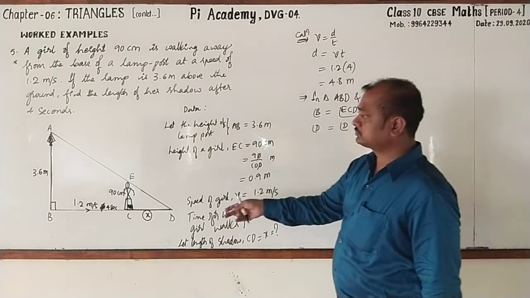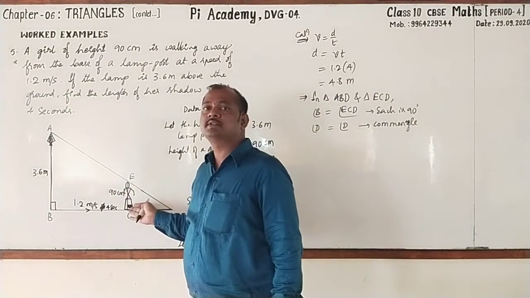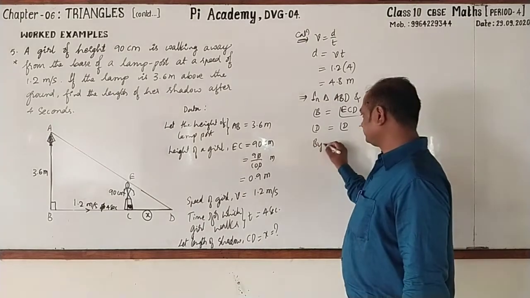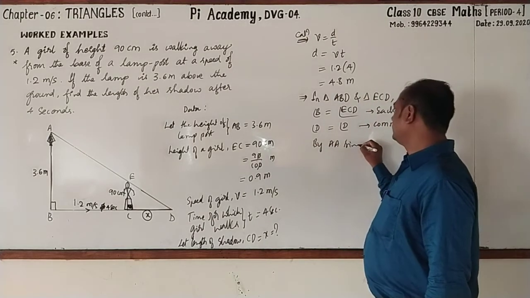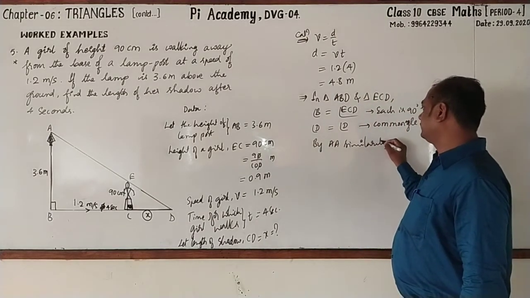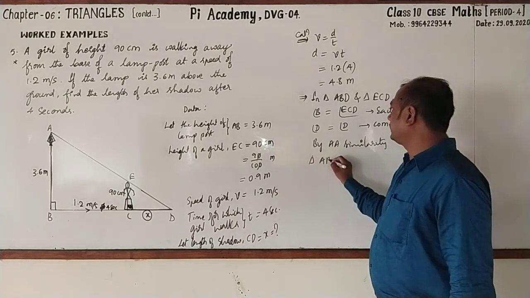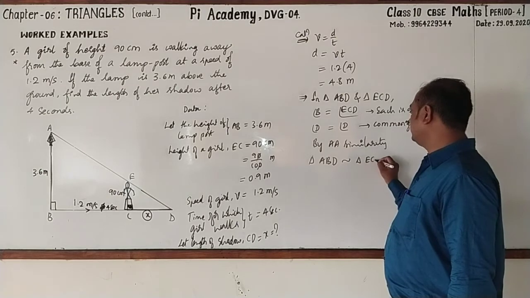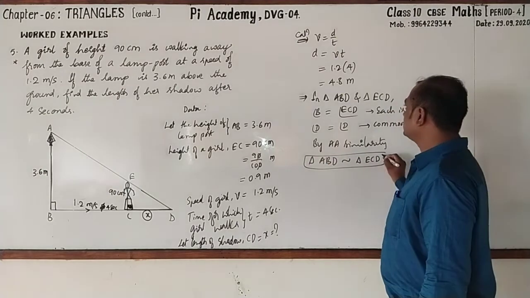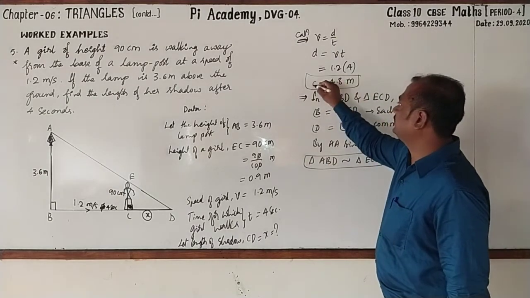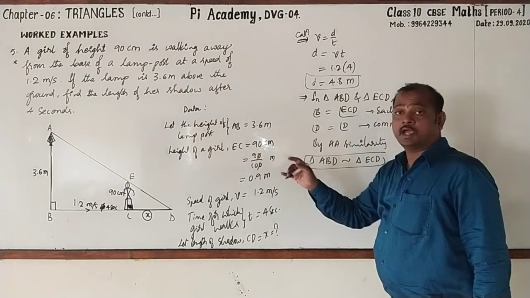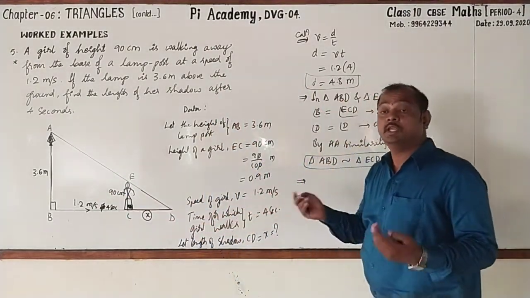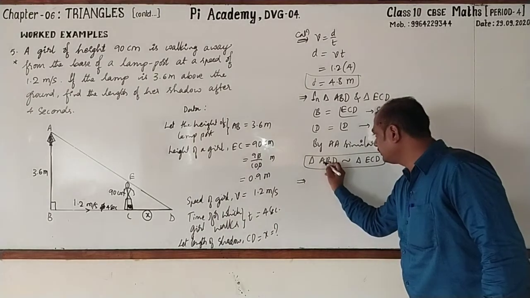As two pairs of corresponding angles are equal, the remaining pair will also be equal. Therefore, by AA similarity, we can say triangle ABD is similar to triangle ECD. Very important, write this statement. After that, as two triangles are similar, their corresponding sides will be in proportion. What are those? Look here.